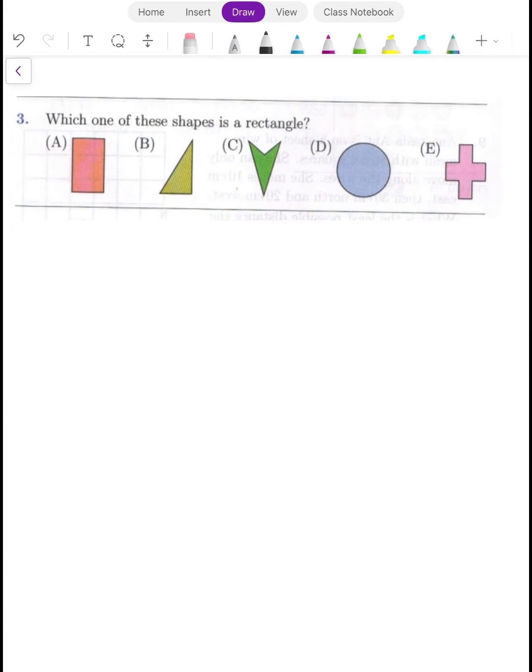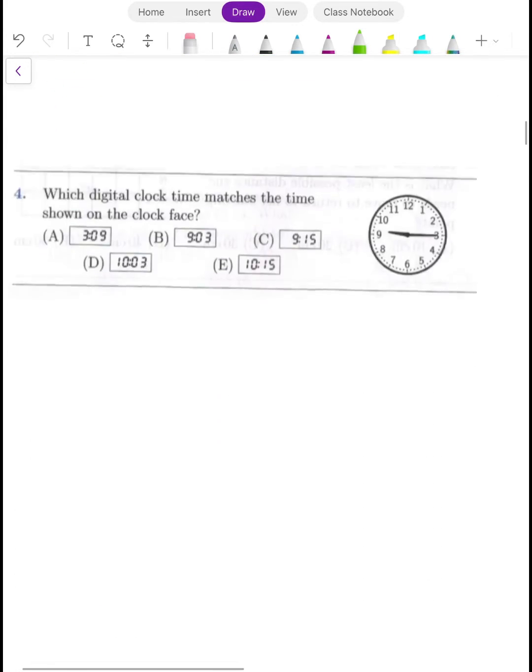Question number 3. Which of these shapes is a rectangle? Now, of course, we know that a rectangle has 4 sides, and the angle between all 4 sides is 90 degrees. So this is our rectangle here. This is the rectangle, number A.